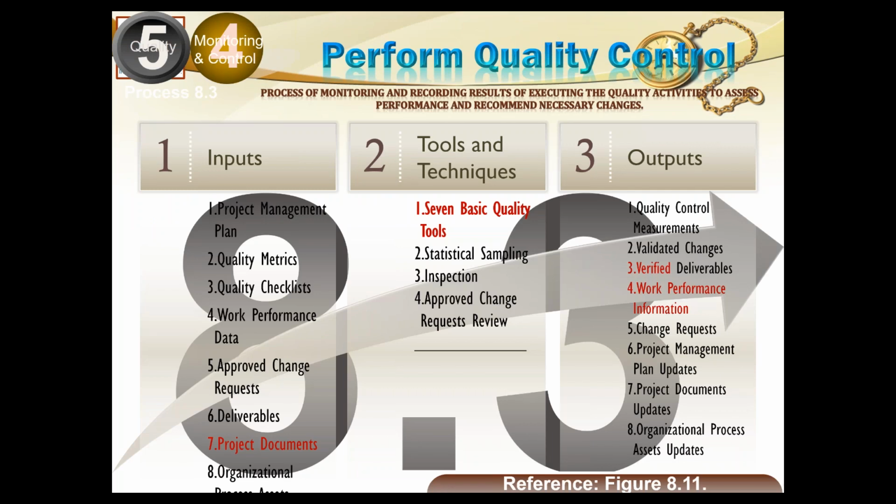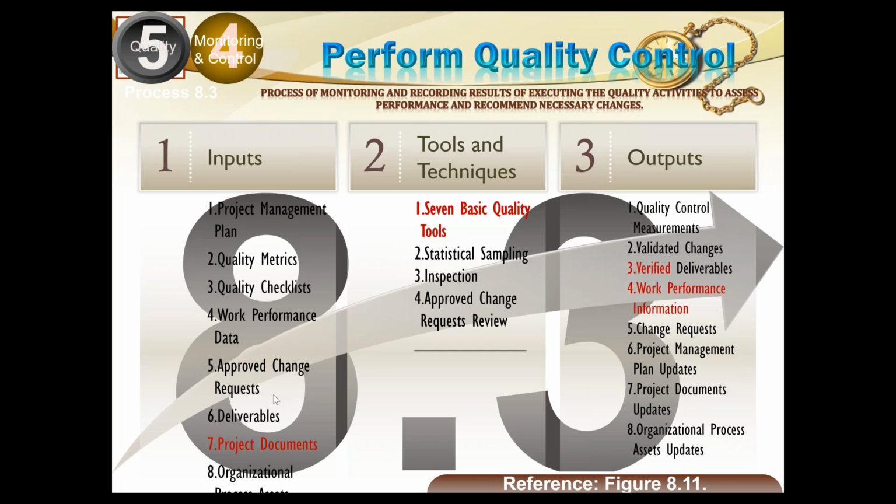Deliverables. It is about the deliverables. And this is done through inspections. So you can specifically see the tool inspection. Anyways, you have the project management plan. You don't need the process improvement plan. You need quality metrics, quality checklists, work performance data. In every control we have this. This will have to be analyzed, and ultimately quality control measurements will be coming out. Work performance information will be coming out of it. Where is that? Number 4 in outputs. So work performance data after analysis goes out as work performance information to monitor and control project work.